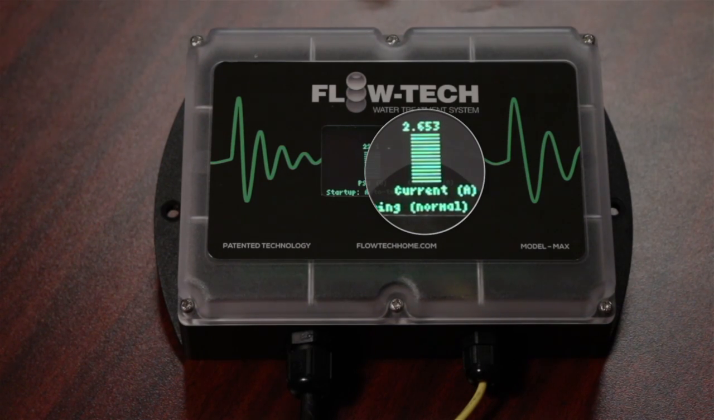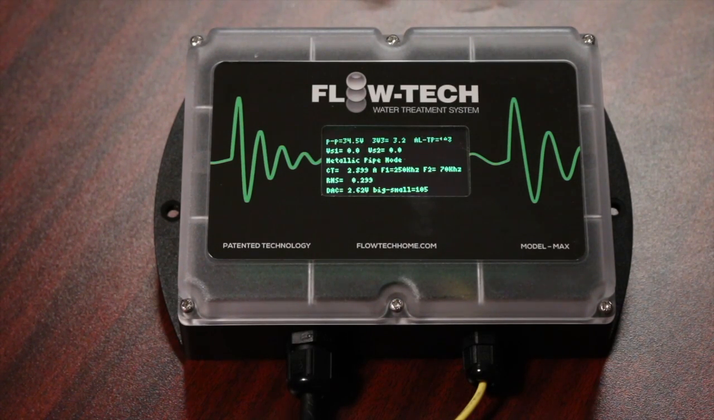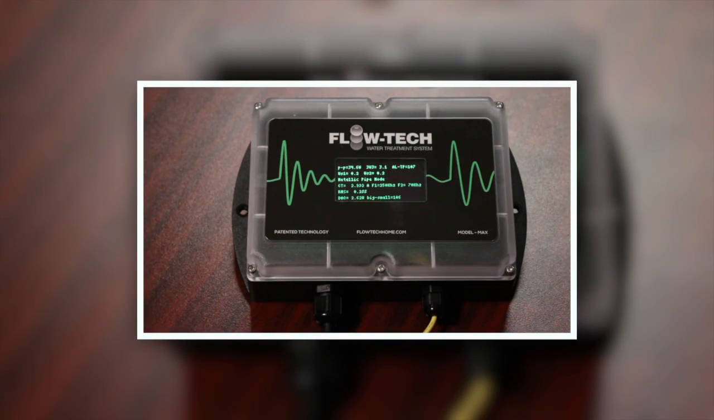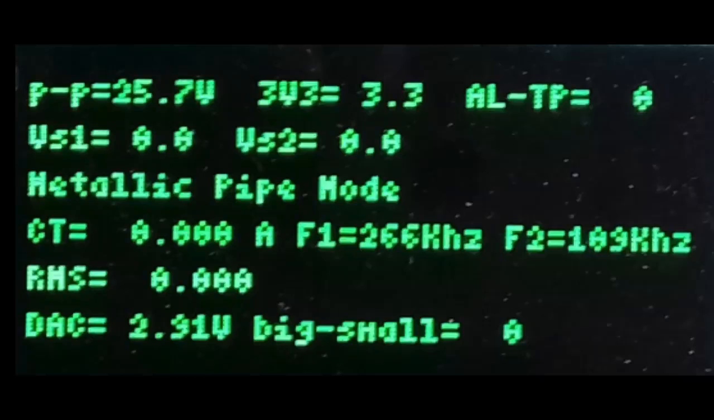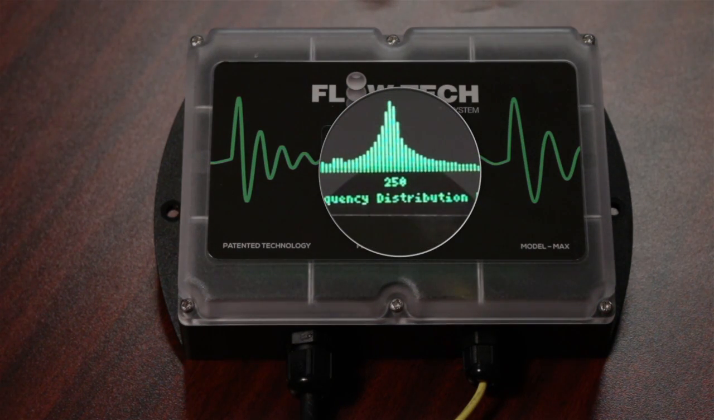When it is finished starting up, it displays two specialized diagnostic screens just once for about 4 seconds. The first shows various internal measurements. A photo of the screen could help a specialist to diagnose if there is some unusual problem with the unit. The second is frequency distribution, which usually shows a concentration around 250 to 260 kilohertz.